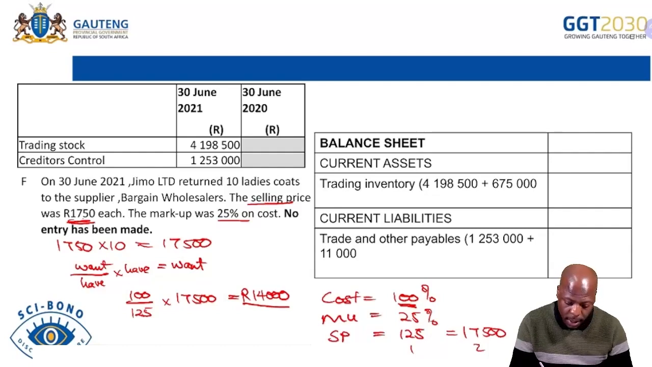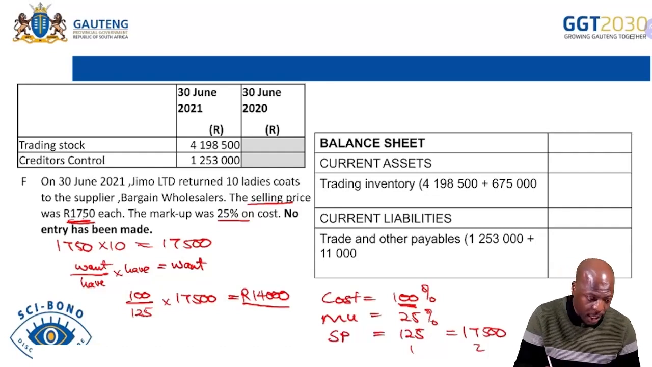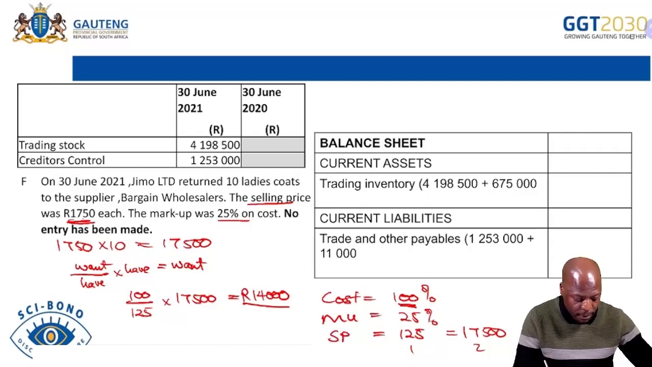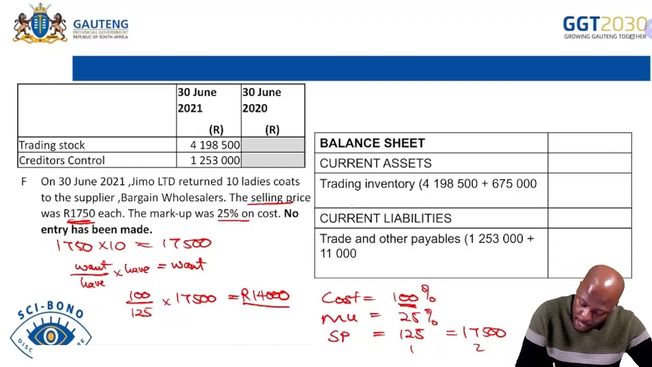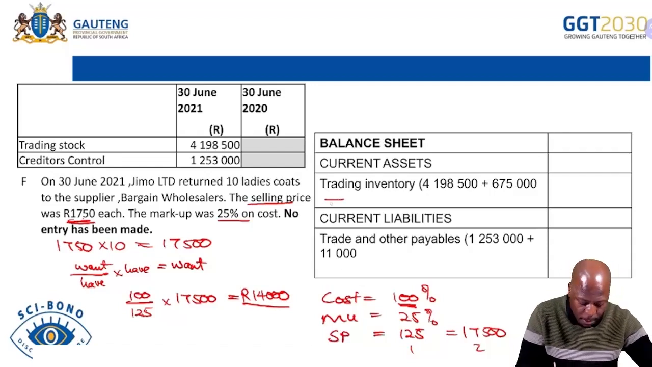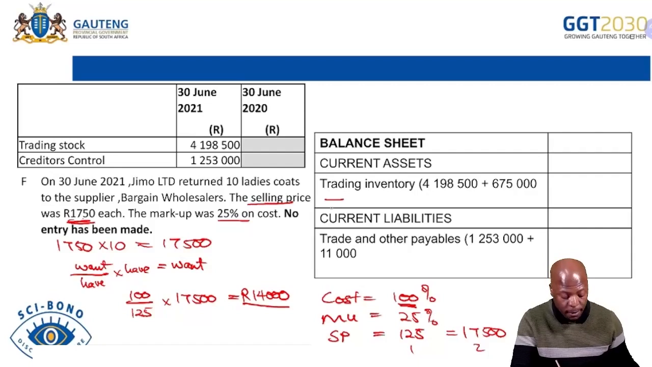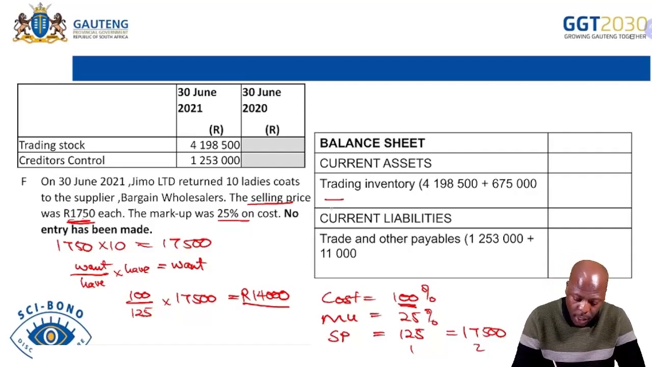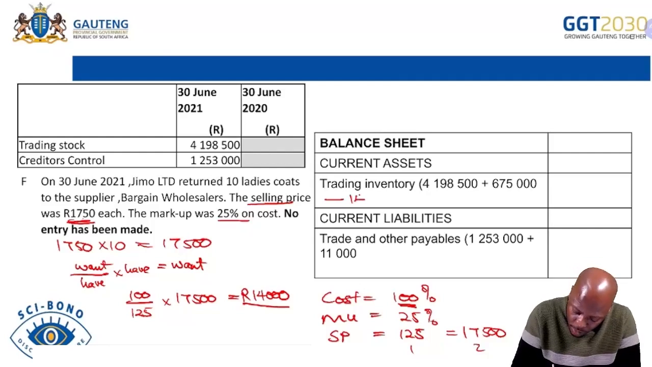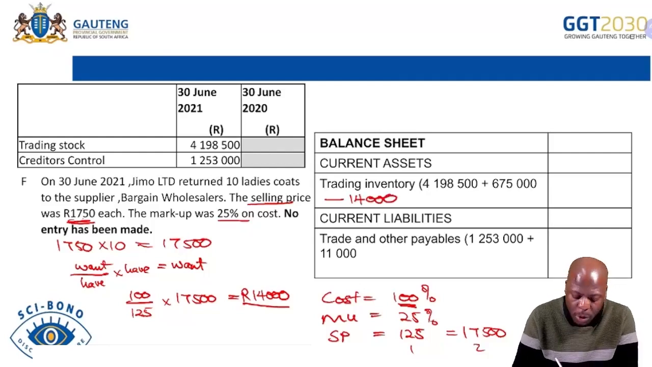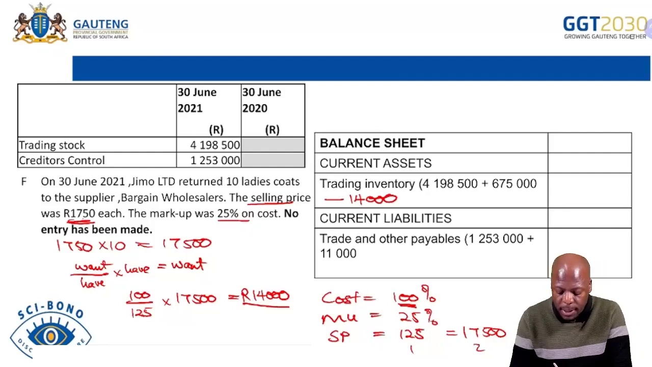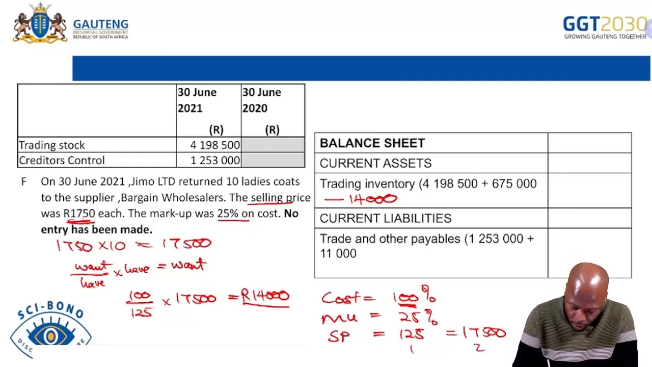All right. So we're coming now to our trading inventory. In our inventory, we're going to come and say minus. Okay, remember it's part of trading inventory. And when it's part of trading inventory, you must come and subtract it. So you're coming to say that those goods are not with us anymore, minus 14,000. And because we have returned them to the supplier, that means our creditors are also going to go down.